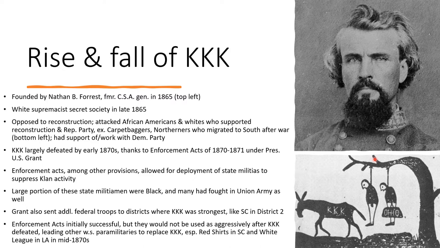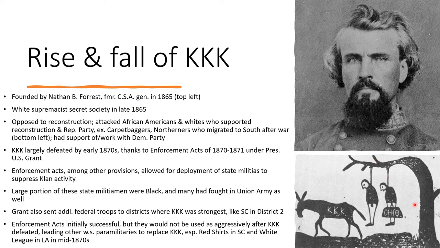Basically, the KKK was a white supremacist fraternal organization and secret society. It was founded in late 1865 in Tennessee, and it opposed Reconstruction violently. It attacked African Americans and whites who supported Reconstruction and the Republican Party. For example, it attacked what they called carpetbaggers. That's a derogatory term for Northerners who migrated to the South after the Civil War, either to buy land that was on sale after the war or to directly aid in the Reconstruction process.